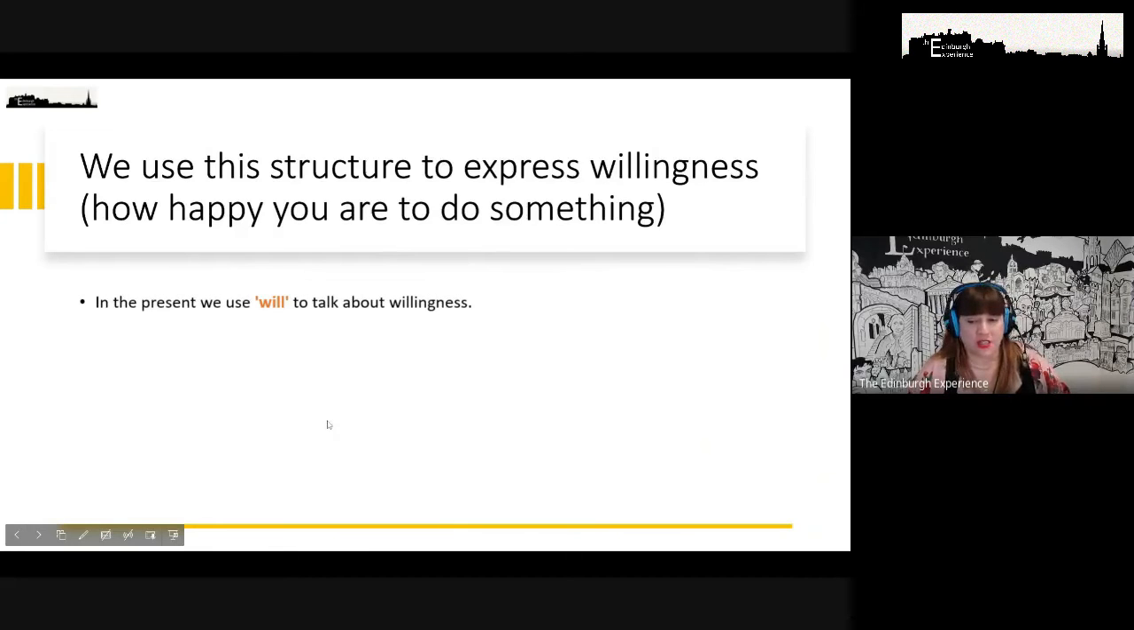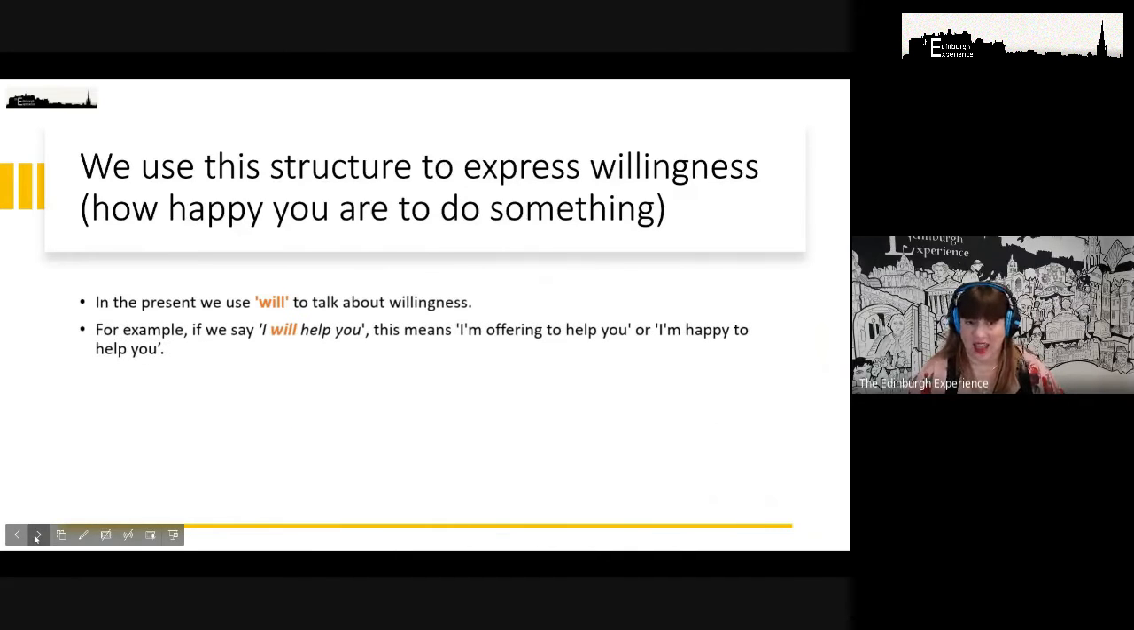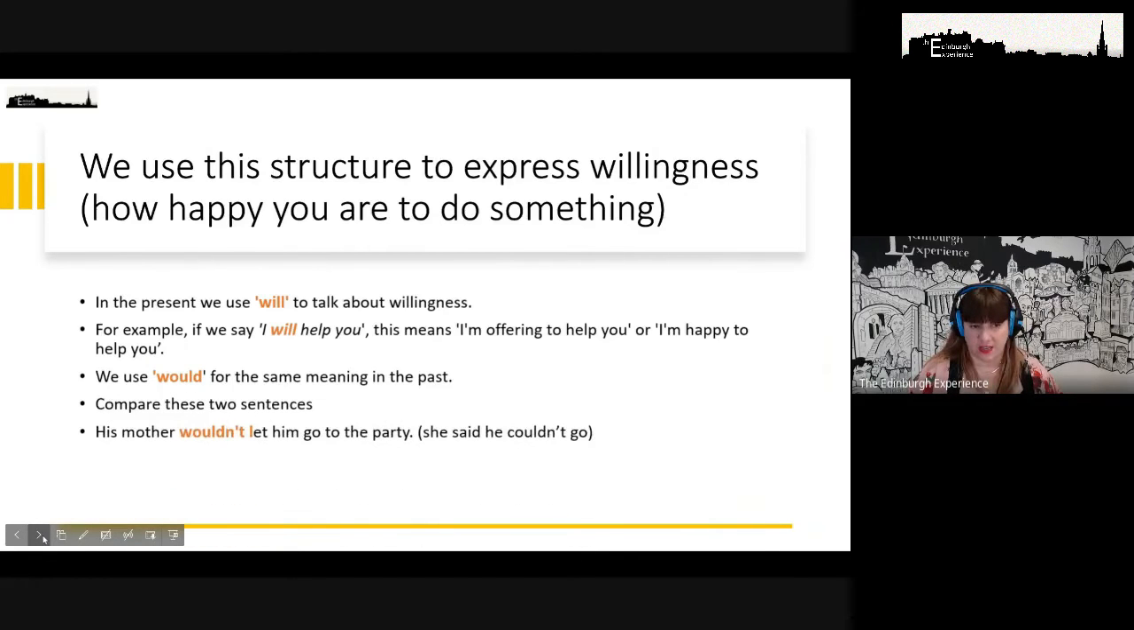We quite often use this in the present with will as well to express this idea of willingness. Yeah, like if I say I'll help you, it means I'm offering to help you and I'm happy to help you. And in the past, we could apply it equally, but with would, okay? So if we compare these two sentences, guys, his mother wouldn't let him go to the party, like we just saw. Here, I'm saying that she was not happy for that to happen. Yeah, she said that he couldn't go.